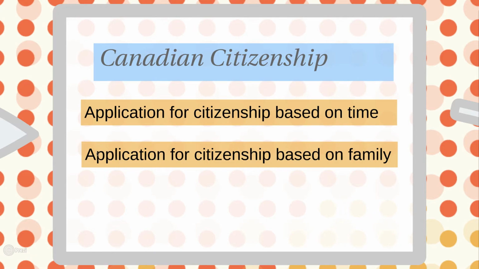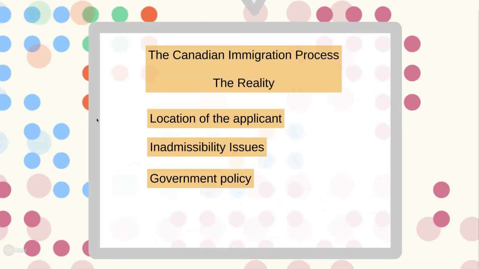The other way is an application for citizenship based on family. If you're born to a Canadian parent, you can also apply directly for citizenship. You don't have to go through the grant process. Or if a child is adopted by a Canadian parent, they can also apply directly for citizenship. They don't need to go through the entire permanent residency waiting process.